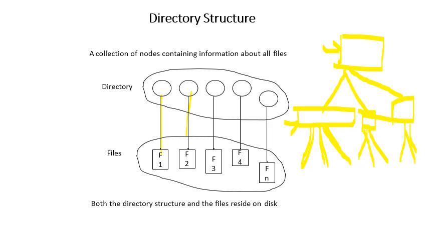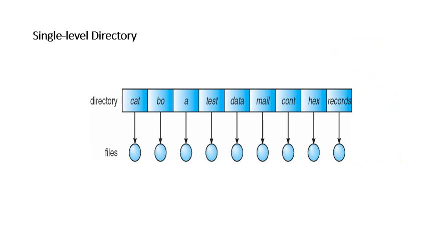Moving on, we have different types of directories. There are several logical structures of directory. First is the single level directory, second is the tree structure directory, and the two level directory as well. First we're discussing the single level directory. As the name itself indicates, the single level directory is the simplest directory structure.